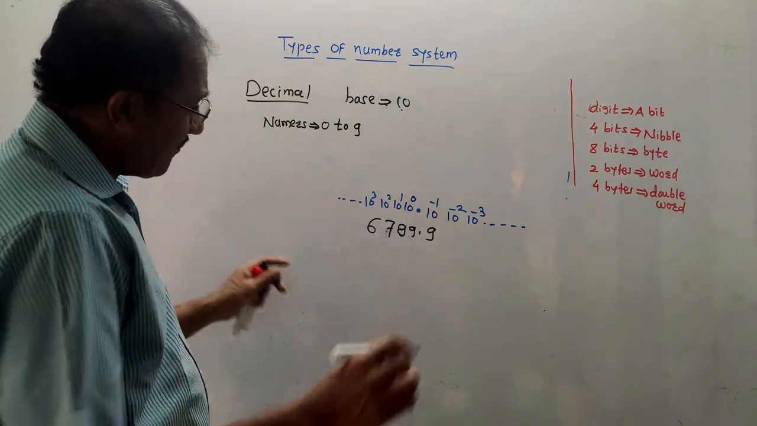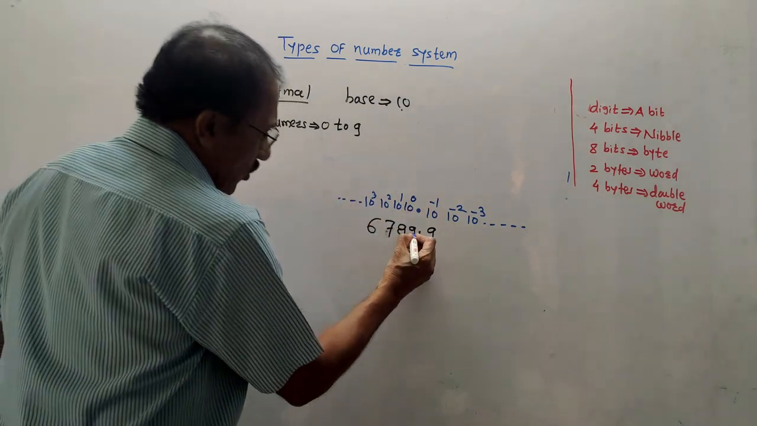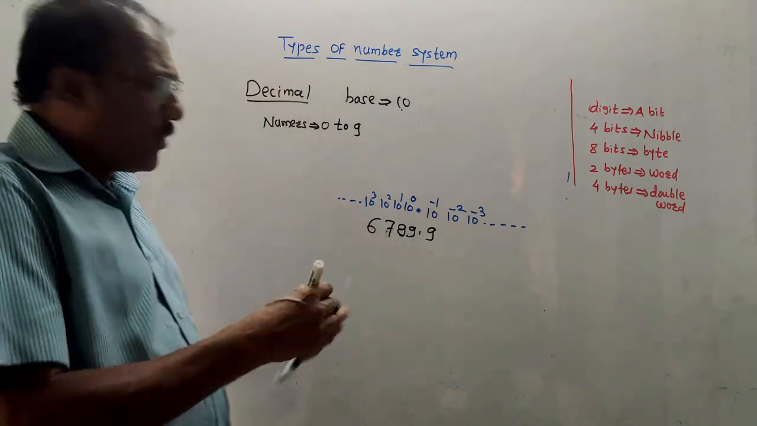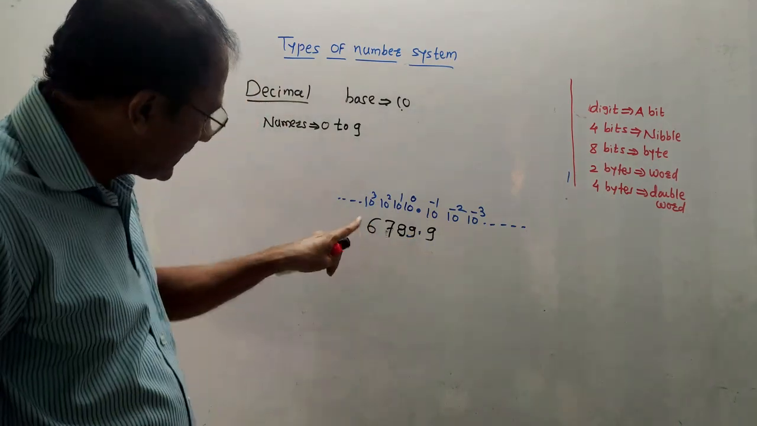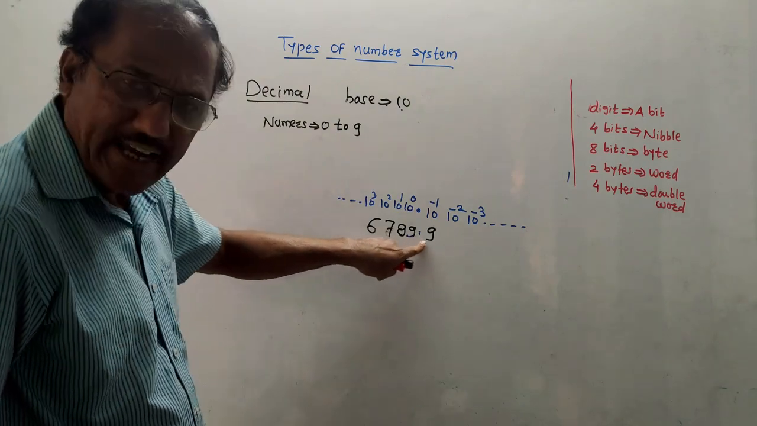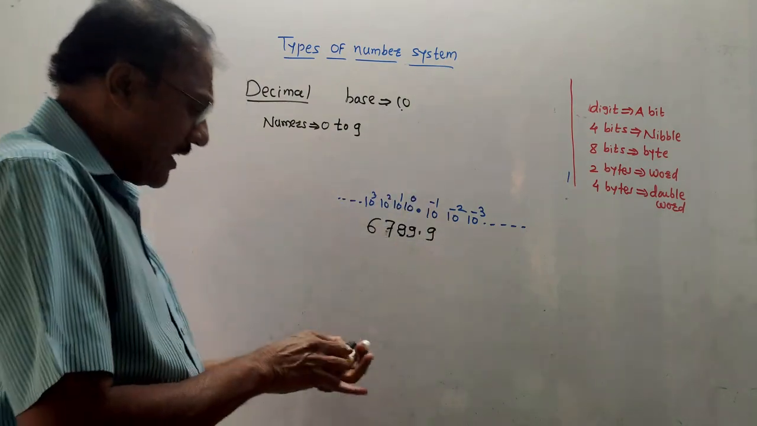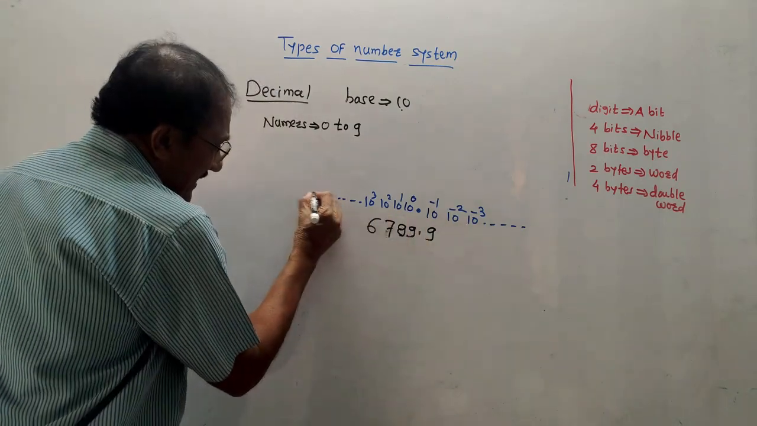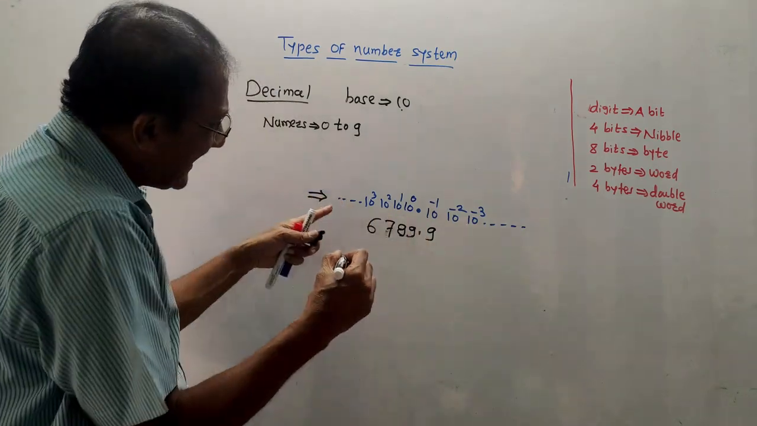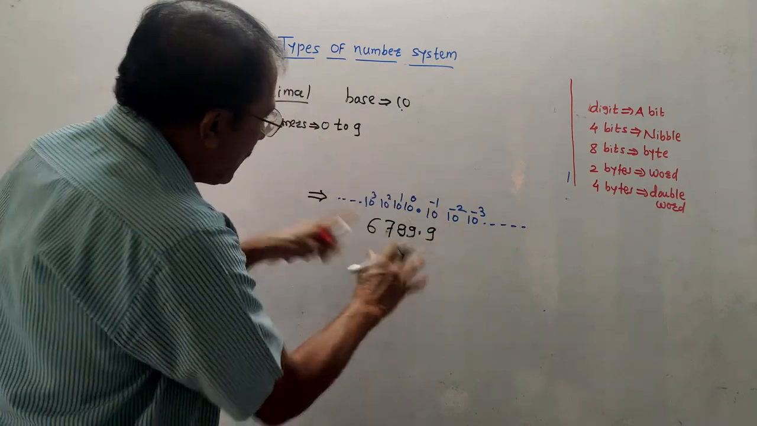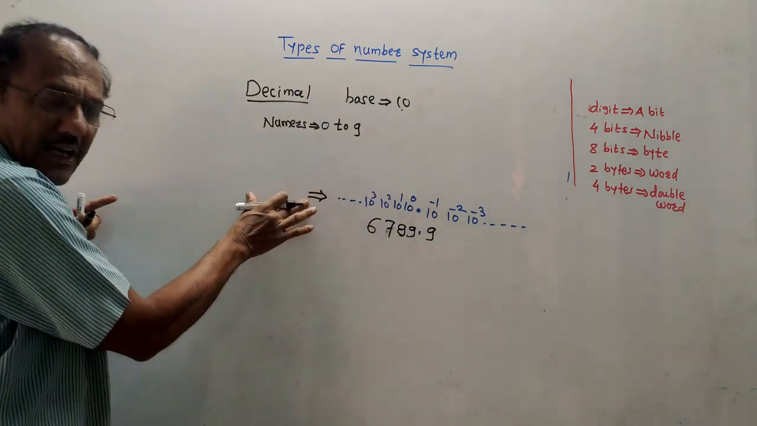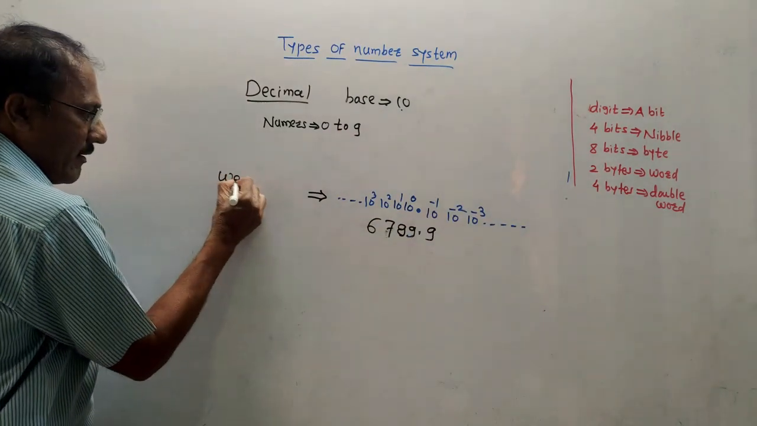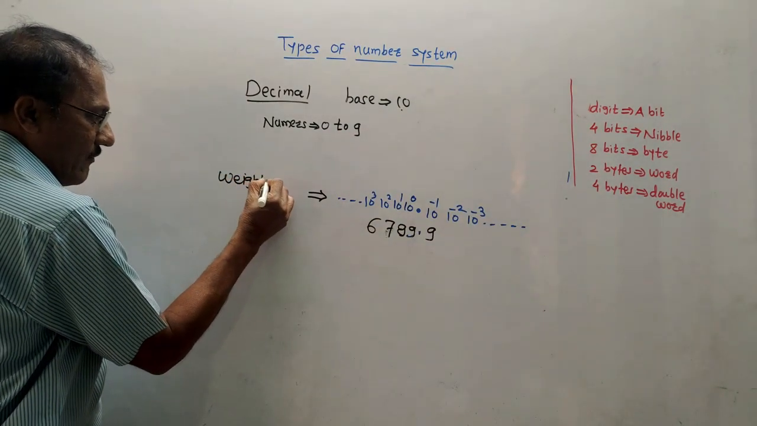Very simple now. As I mentioned, in normal cases we use the decimal number system, so everyone knows how to read this value. It is basically 6789.9. That is the way to read it. How to represent it? As I have written, all these digits are multiplied with the corresponding number. So these values are also called the multiplying factor or weighting factor.